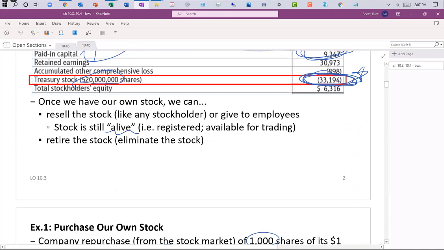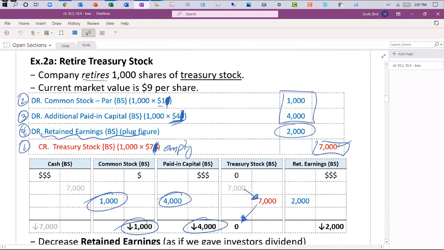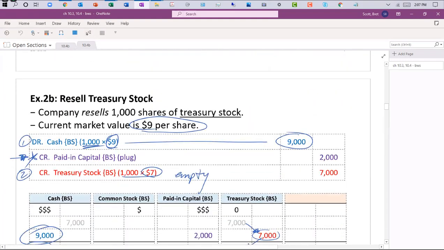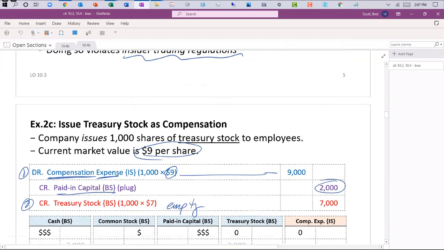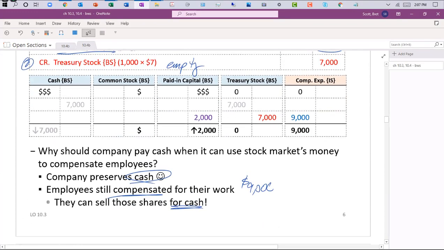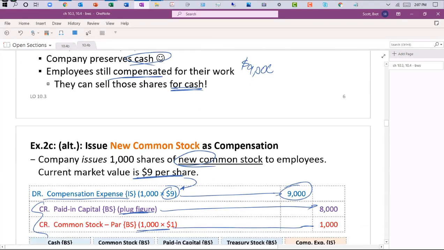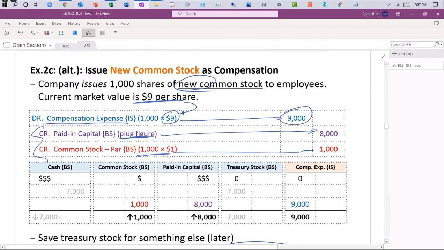We talked about how to account for treasury stock and the different ways we could possibly deal with it. We can resell it, we can retire it, we can give it to our employees as a form of compensation. That's generally a good thing. When we give it to our employees, realize we're doing it at the market rate, always the market rate. We can also just issue brand new shares. I threw that in there just so you knew that giving employees stock, just granting them stock without having them buy into anything, is also a form of compensation.